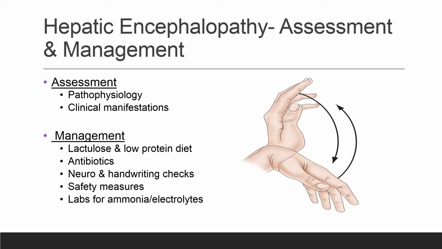Asterixis, which is called liver flap, is when the hands involuntarily flap when the arms are extended and the hand is held upward in a dorsiflexed position.